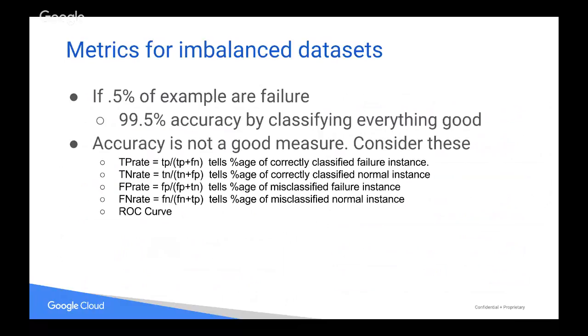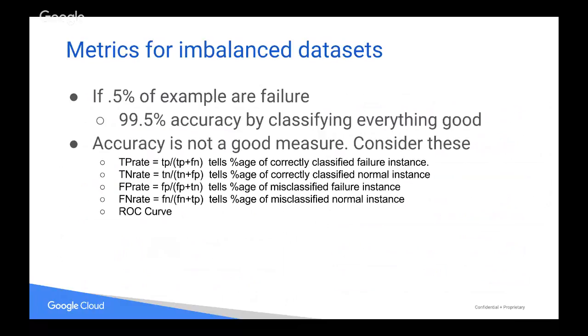So depending upon your goal, you may want to consider other metrics like TP rate, TN rate, FP rate, FN rate, or ROC curve. So TP rate will tell you the percentage of correctly classified failure instances. So for example, if you are trying to predict aeroplane failure, this is the kind of metric you want to go for, because you want to pay attention to failure more. TN rate is the percentage of correctly classified normal instances.